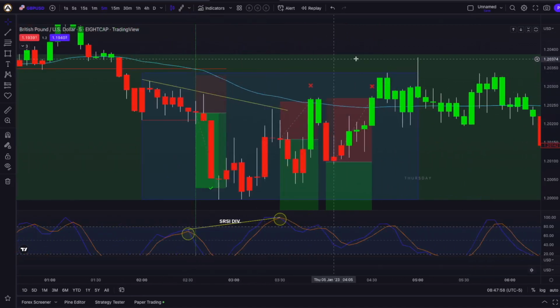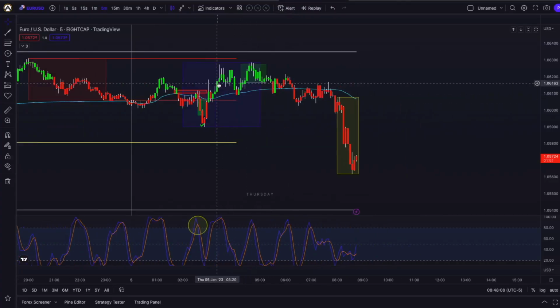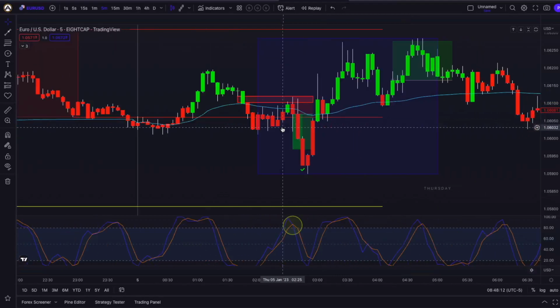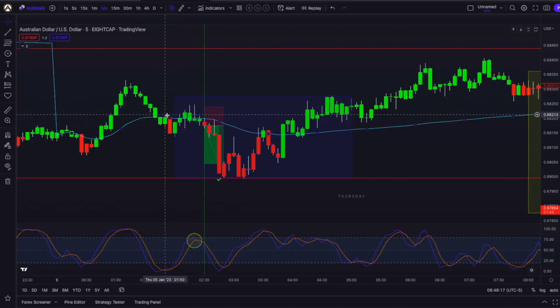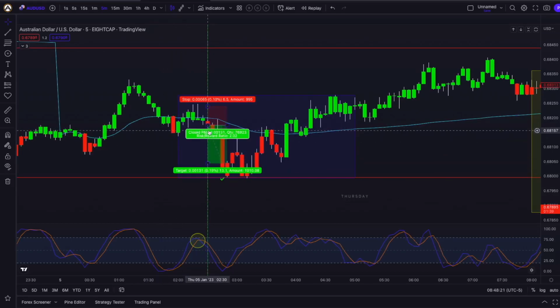We are focusing on this first part of the London kill zone right here after 2 a.m. We saw this roughly 40-45 minute consolidation to the side. Same here on the Euro US dollar chart. If we zoom in here, we also see this consolidation sideways. But on the Australian US dollar, we got the first entry opportunity right here at 2:30 a.m.